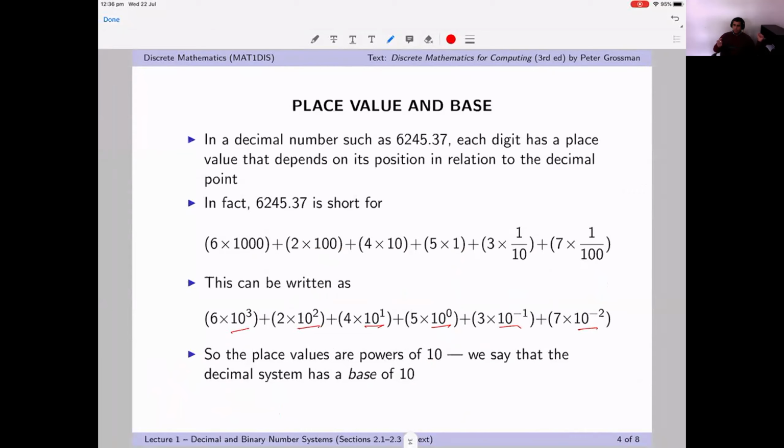And in base 10 system, there are 10 digits that we deal with. Those 10 digits are 1, 2, 3, 4, 5, 6, 7, 8, and 9. And what would be the next?